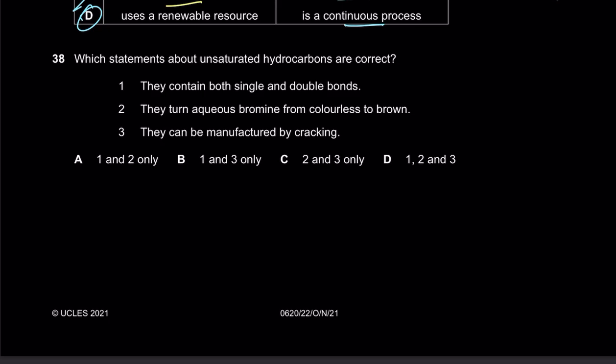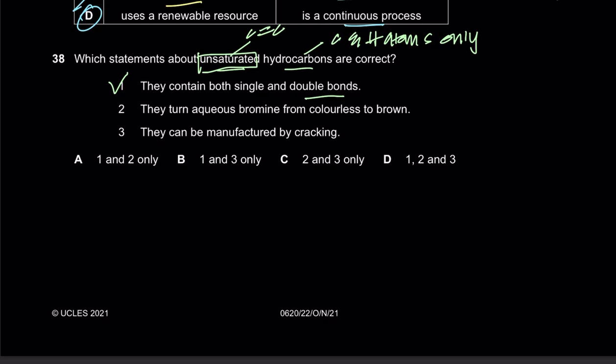Which statement about unsaturated hydrocarbons is correct? Unsaturated means at least one carbon-carbon bond is not a single bond. It can be a double bond, it can be a triple bond. So what are hydrocarbons? Compounds containing carbon and hydrogen atoms only, yeah? So they contain both single and double bonds. Yes, like your alkenes, they have single bonds, but they also have double bonds, and that's why they're unsaturated. Then it says they turn aqueous.